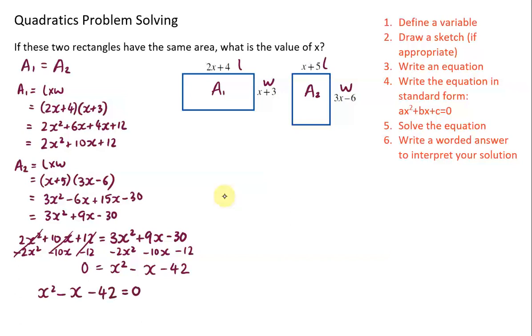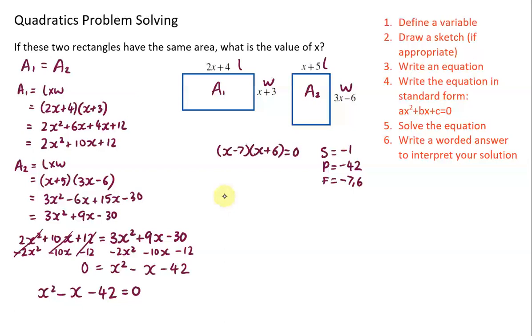Let's use the null factor law for this one. It has 3 terms, so we can use our sum and product method of factorising, or SPF. The two factors we're looking for need to sum to minus 1, have a product of minus 42. And so those two numbers are negative 7, positive 6. 7 times 6 is 42. So we write that in factorised form as x minus 7, x plus 6 equals 0.